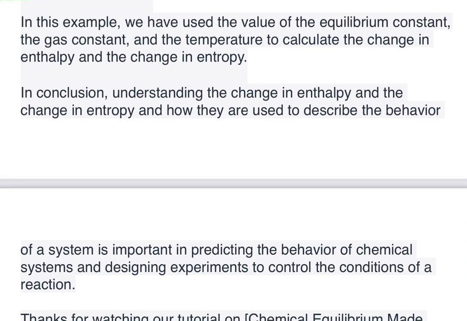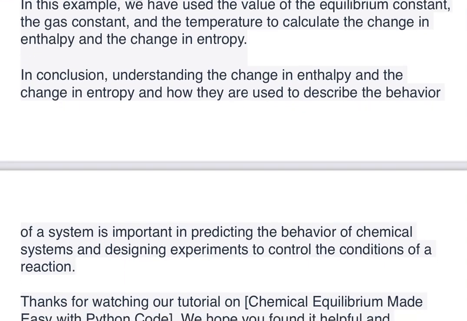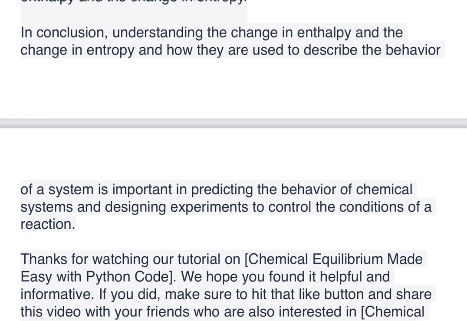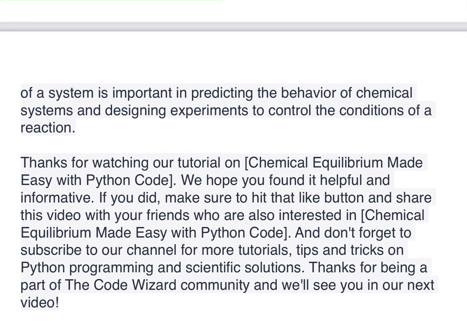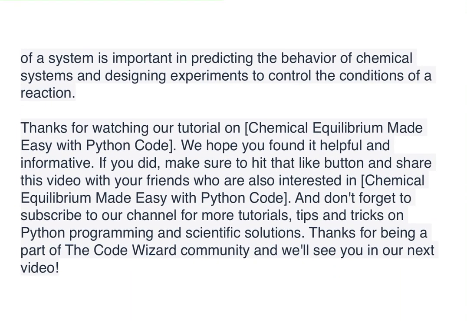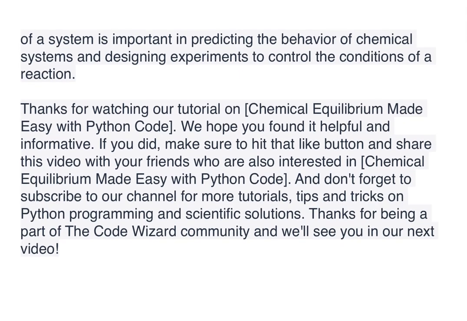In conclusion, understanding the change in enthalpy and the change in entropy and how they are used to describe the behavior of a system is important in predicting the behavior of chemical systems and designing experiments to control the conditions of a reaction.